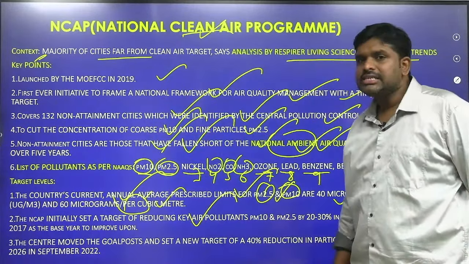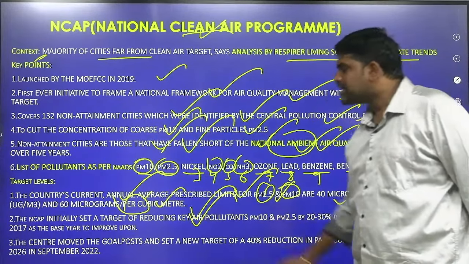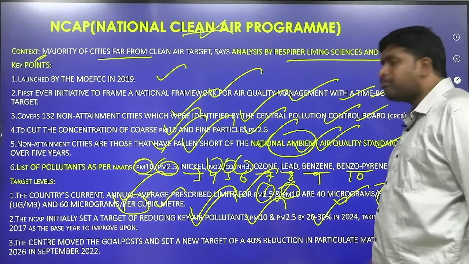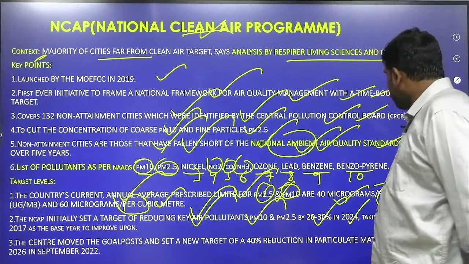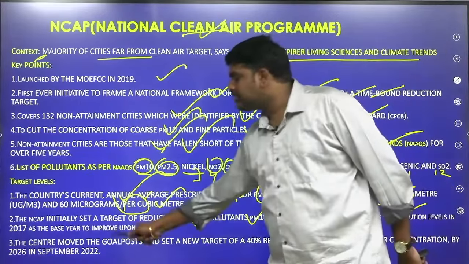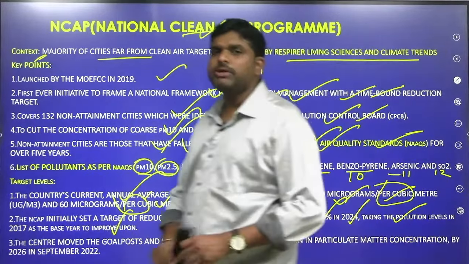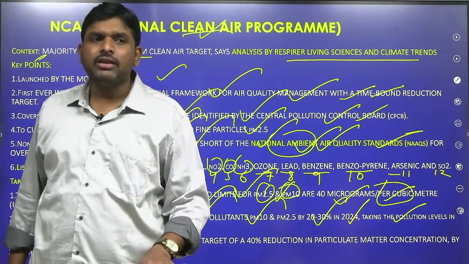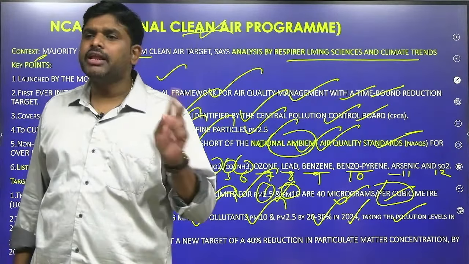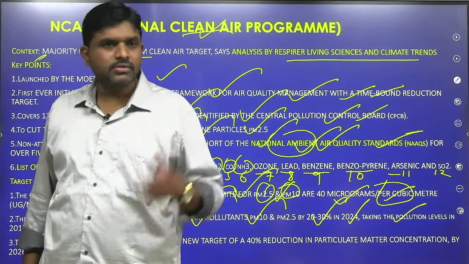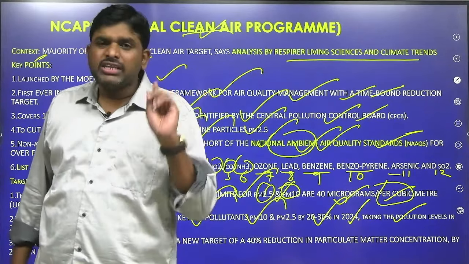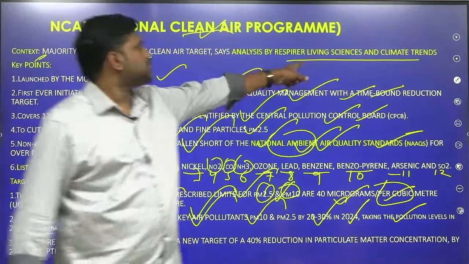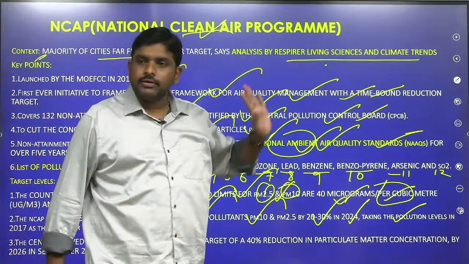Second, the NCAP initially set a target of reducing key air pollutants PM10 and PM2.5 by 20 to 30% in 2024, taking the pollution levels in 2017 as a base year. How much should I reduce by 2024? 20 to 30% of 2017 level. Of which pollutants? PM10 and PM2.5. We didn't reach it. Not a single city reached it. Hence it is in the news. Who told this? This body told.